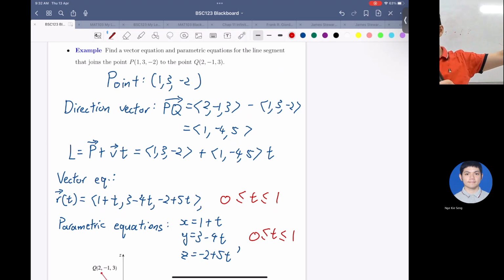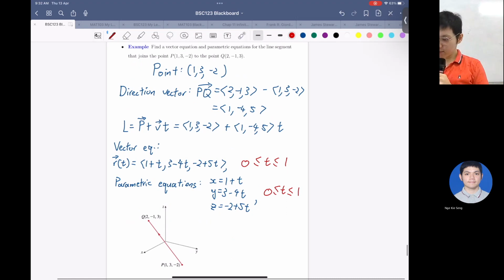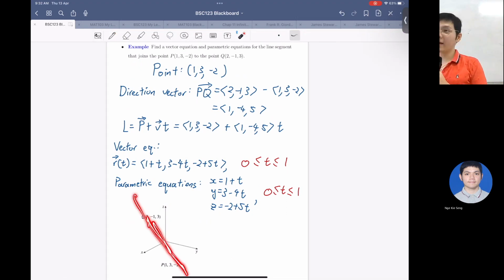So this question doesn't just ask about a line, it asks about a line segment. So you need to cut that line. It only cares about the segment. Okay, the picture is like this. It only cares about the segment, doesn't care about the whole line.